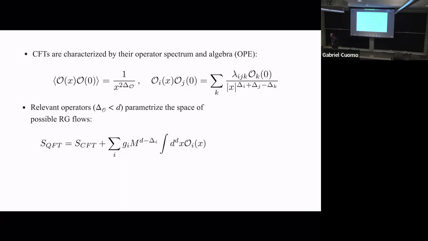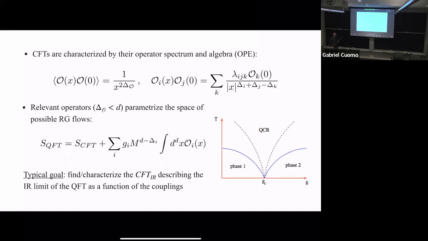And as I'm sure you all know, the space of operators with scaling dimension less than d, the number of space-time dimensions, is the space of the RG flows. So given all the relevant operators I have, I can construct a quantum field theory perturbing the CFT with those operators in this way. And the number of couplings here is essential to parameterize the RG flow. The typical goal in this kind of discussion is finding the infrared description that corresponds to these couplings.